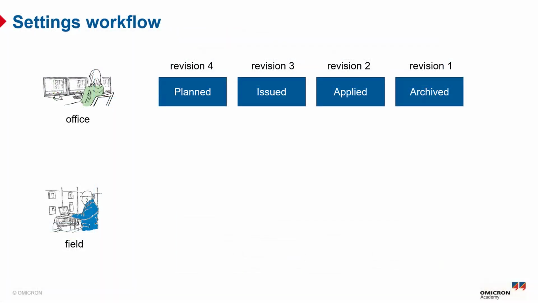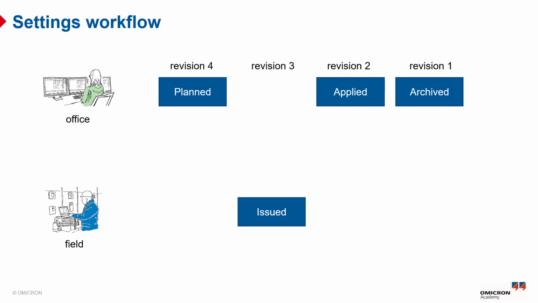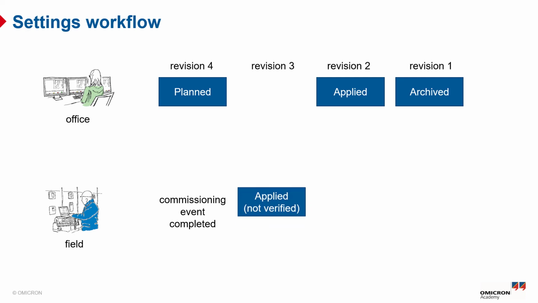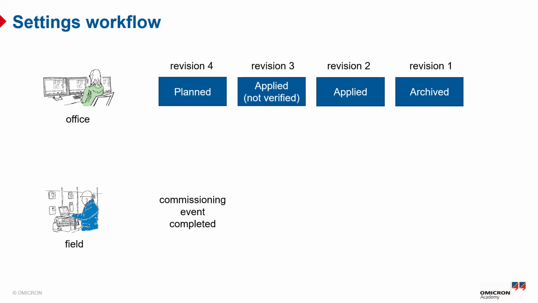Let's quickly summarize the different statuses and changes of the workflow. There are 4 different statuses. Issued settings can be used for commissioning. When used, the status updates to applied, not verified. Back in the office, the changes must be verified, and the settings get the status applied. The formerly applied settings then get archived.